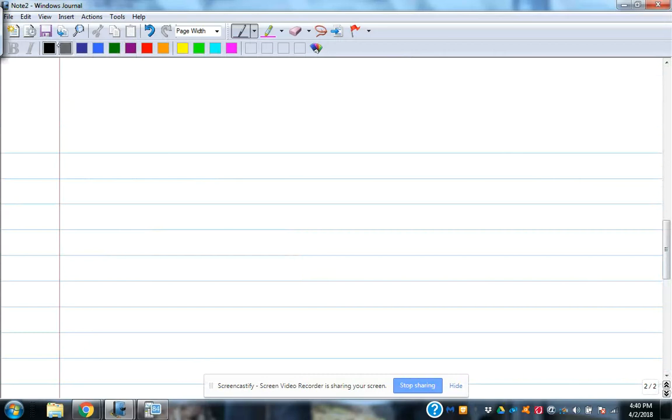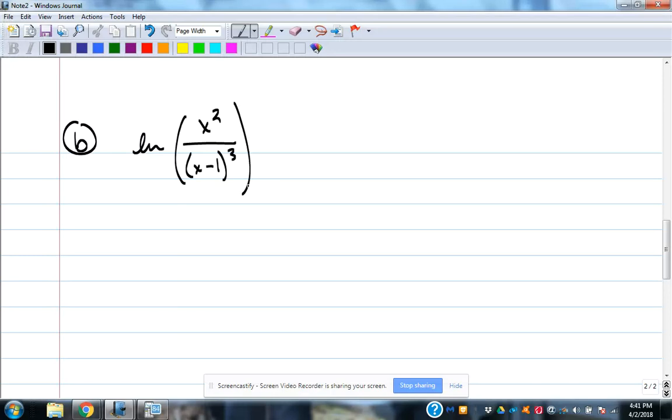Let's look at another one. Natural log of x squared over x minus 1 cubed. What's the big thing going on here? Fraction. So that's what operation? It's division, which turns into subtraction. So we're going to end up with natural log of x squared minus natural log of x minus 1 cubed. But we could also do what?